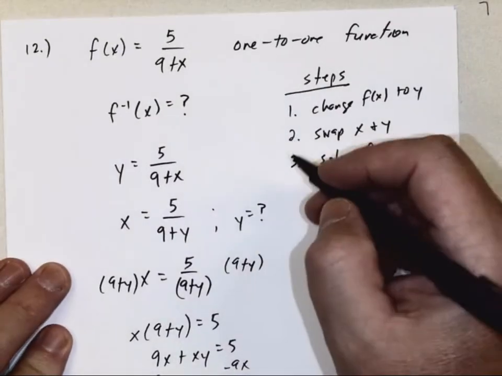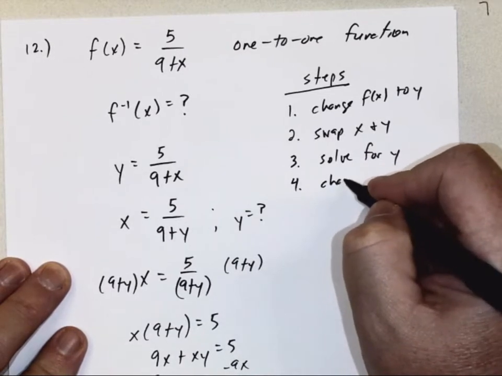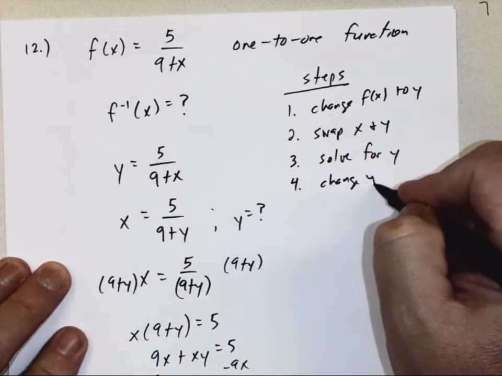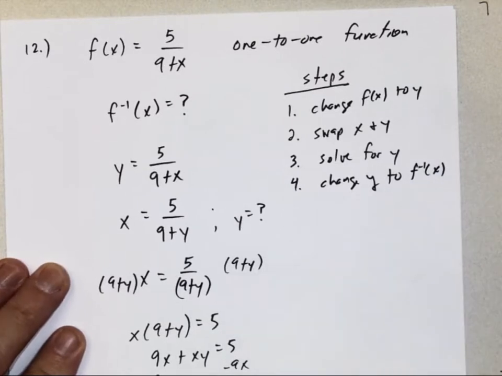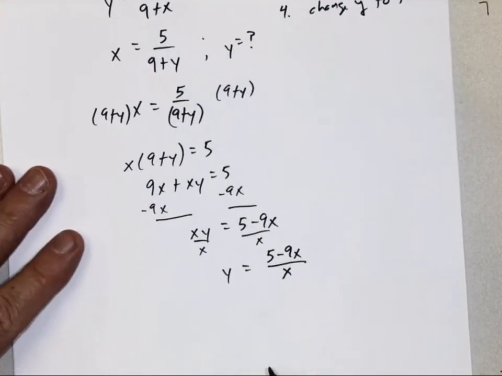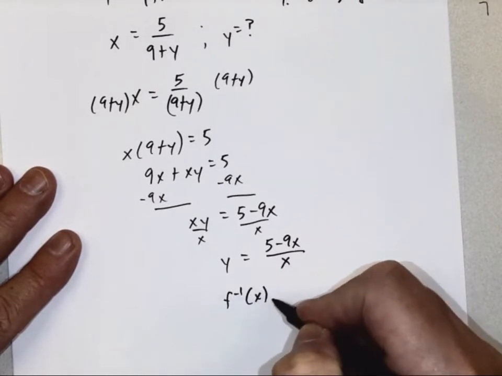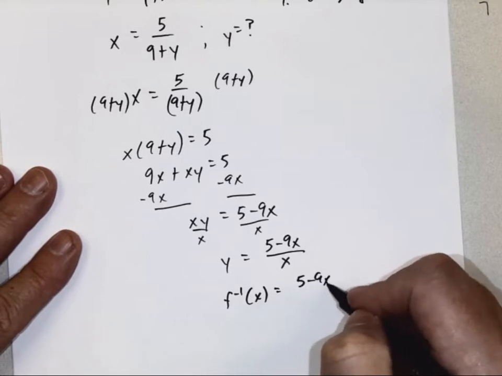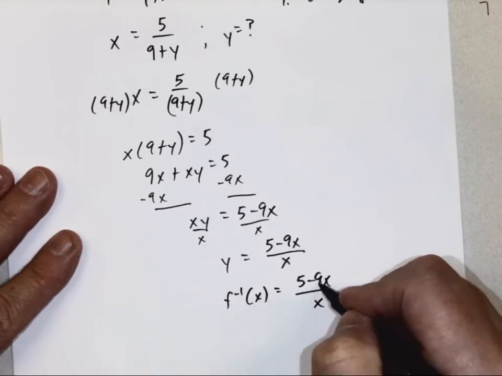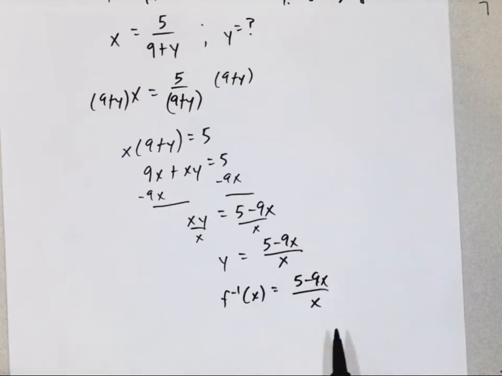And then the fourth step, once again, is just notation. I'm going to take the y I just solved for and rename it the inverse function of x. So once you solve for y, what you really have now is the inverse function.